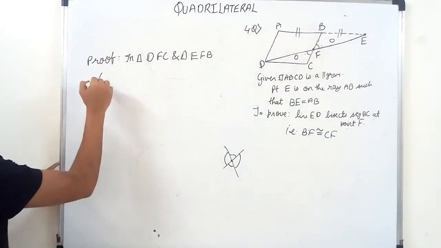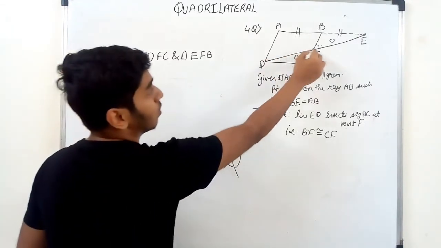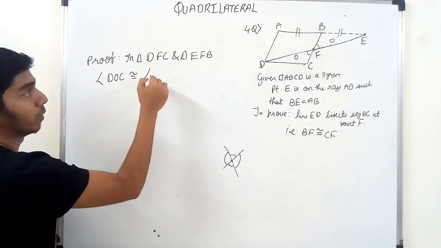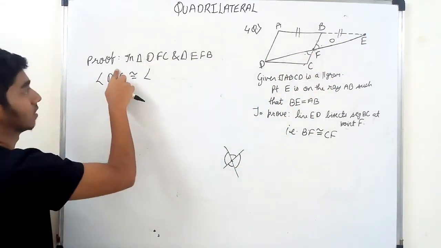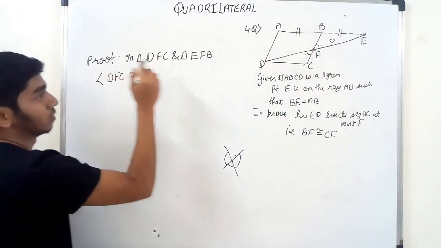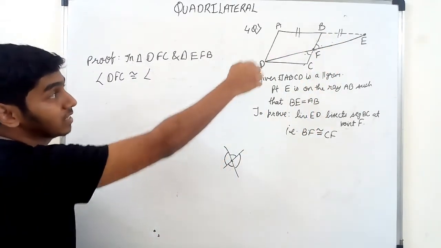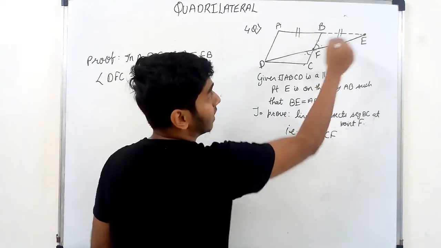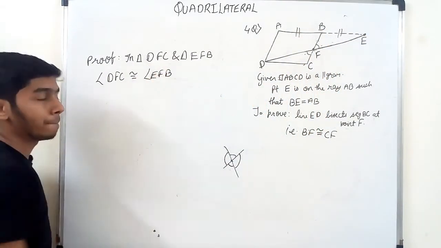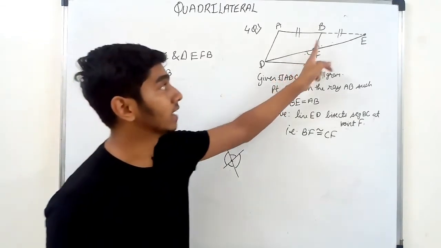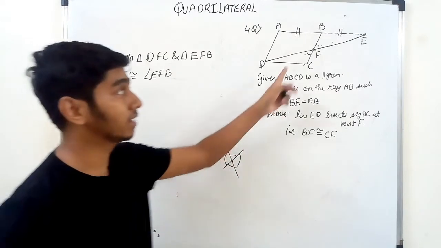So we can say angle DFC is congruent to angle EFB. Correct? So these two angles are congruent. Now what else? What else can we take?